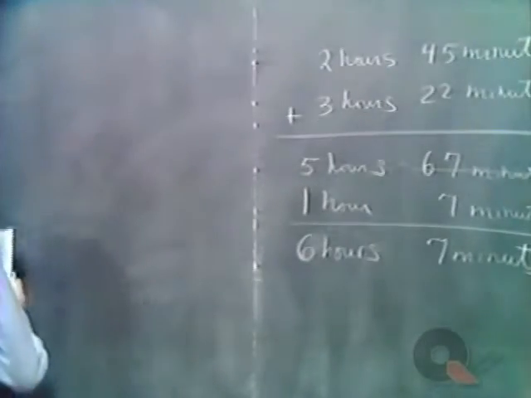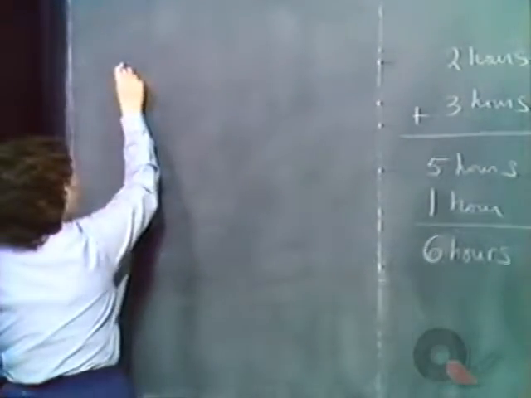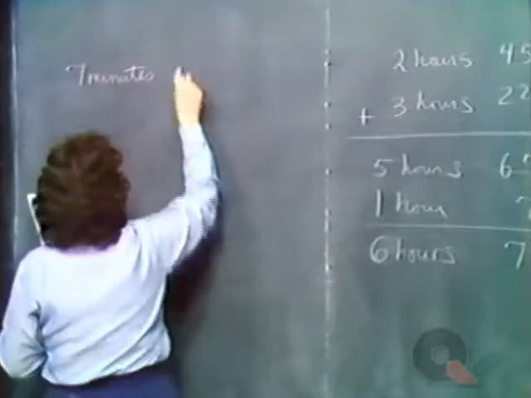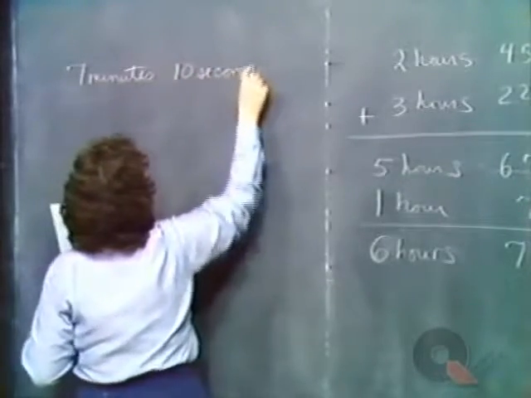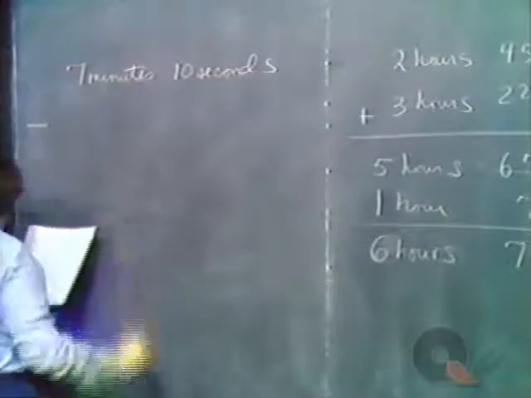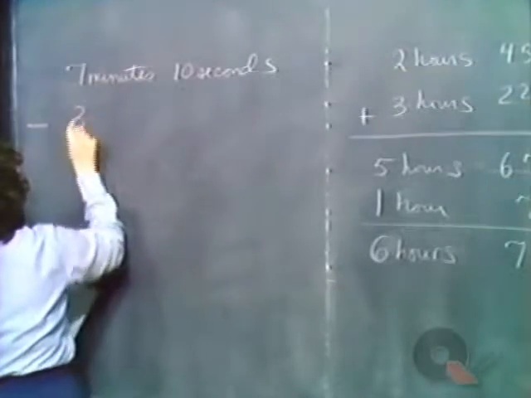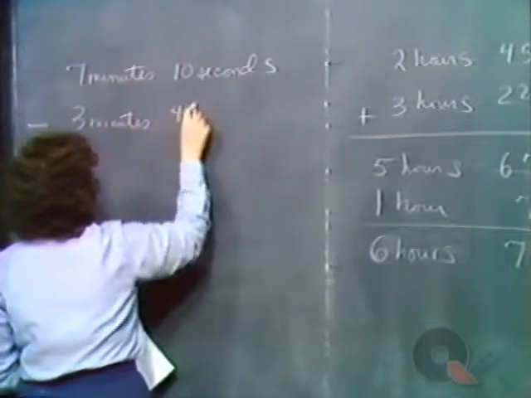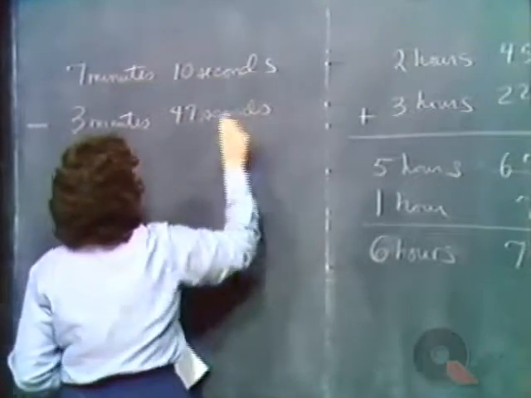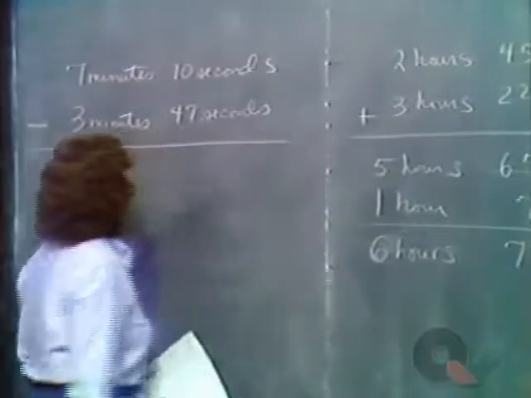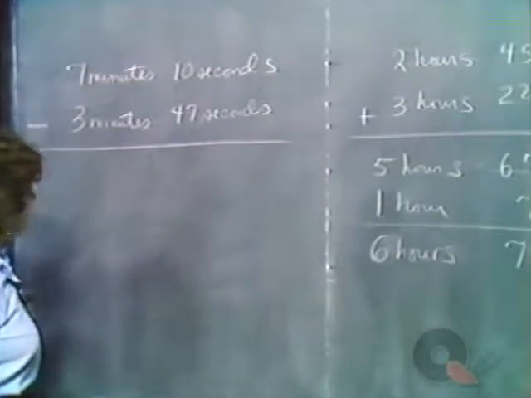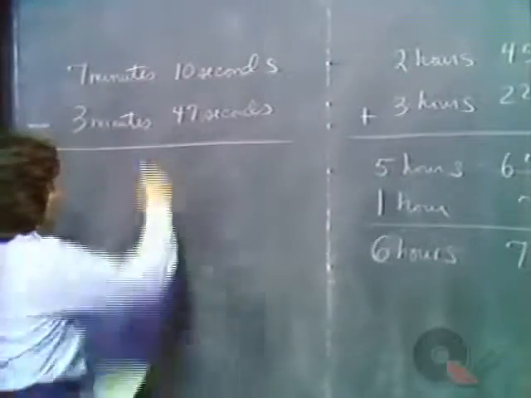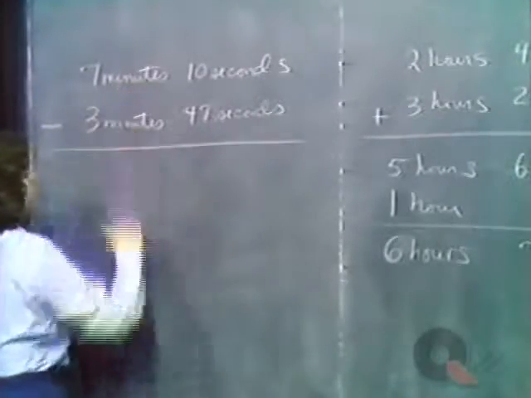Okay, as our next example, let's try this. 7 minutes and 10 seconds take away 3 minutes, 47 seconds. Okay, just like in the subtraction that we learned in the last tape, we try to subtract 47 from 10, but we can't do that because we don't have enough there. This number has to be larger. So we're going to borrow from the minutes column.